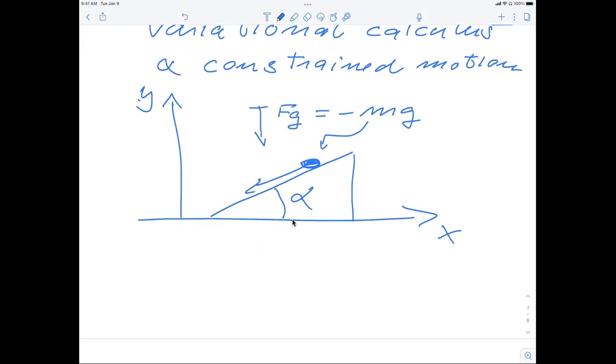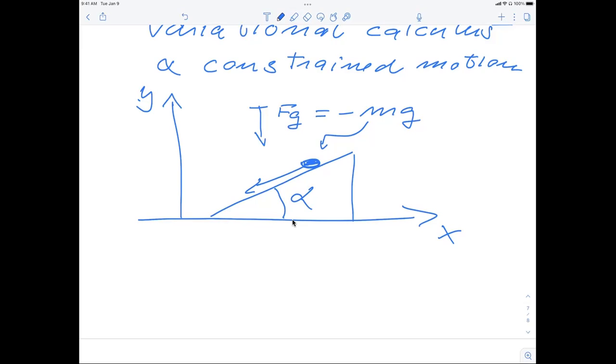So this is an example of a constrained motion, because you're forcing the object to slide on this incline only. You can obviously ask yourself what happens when we are going to leave the incline. But let's now suppose that you're forced to move along this incline here.